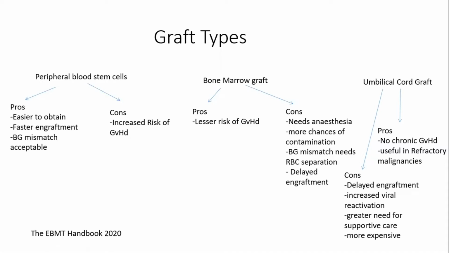And the next type of graft, which we very rarely use in India, is an umbilical cord graft. The disadvantages are mainly that it has a very delayed engraftment. We'll look at what engraftment is in some time. There is a very high risk of viral reactivation. The supportive care needed is very high, and the grafts are generally very costly. And the advantage is there is no chronic GVHD. That is a very big advantage. Nowadays they are used in very refractory malignancies only. Even in other indications, people are generally not using it even abroad.